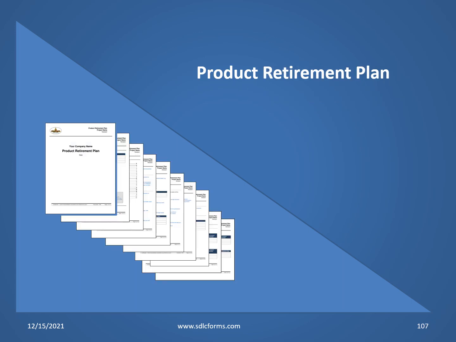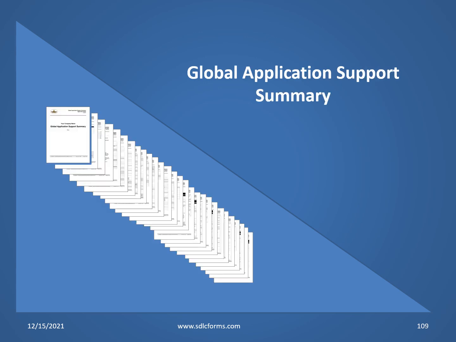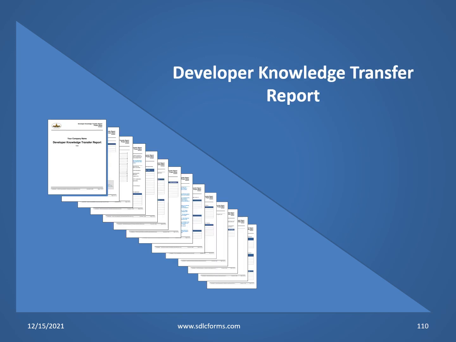Provides detailed instructions for retirement of a system or application. This template provides capabilities to document a person retiring, transferring, or being terminated from your company. The Global Application Support Summary provides a vehicle to record critical design, development, production support infrastructure, and security data on all applications. The Developer Knowledge Transfer Report provides a vehicle for conveying details about a system or application when a developer leaves employment.